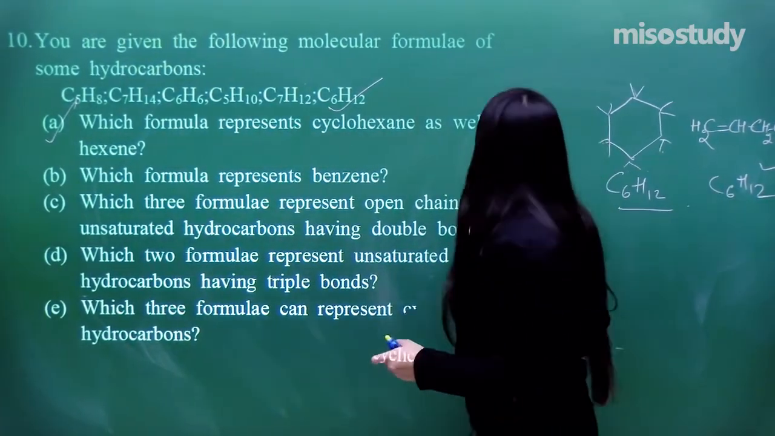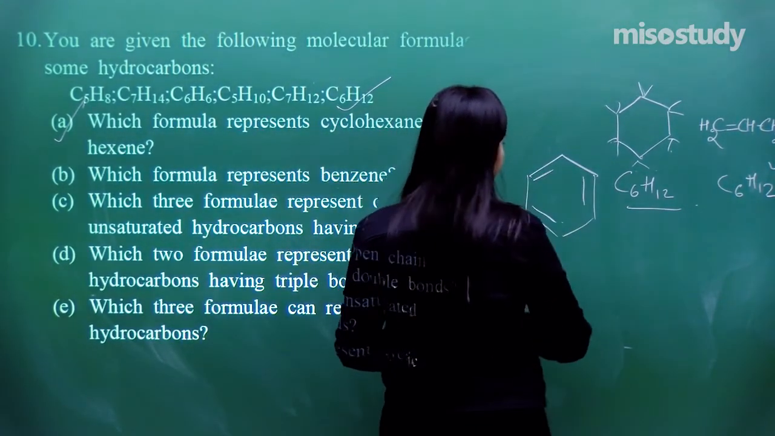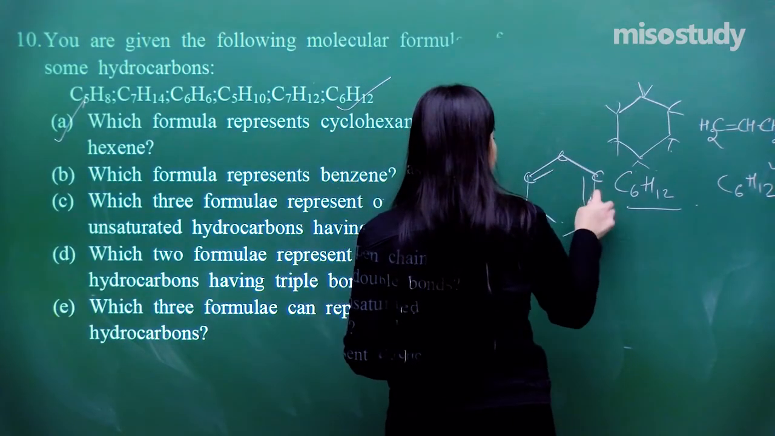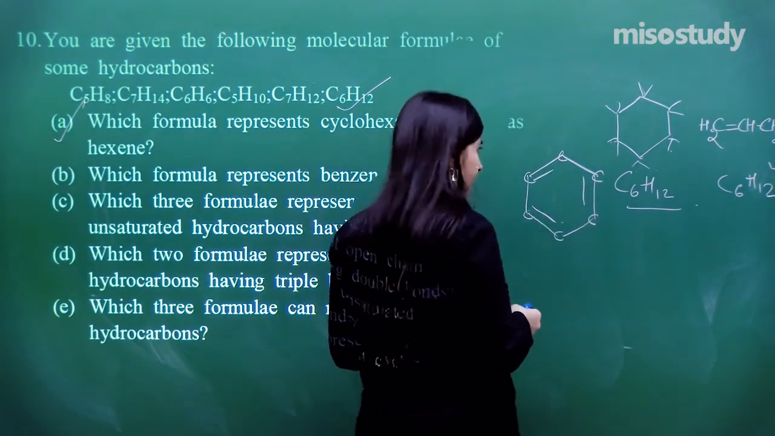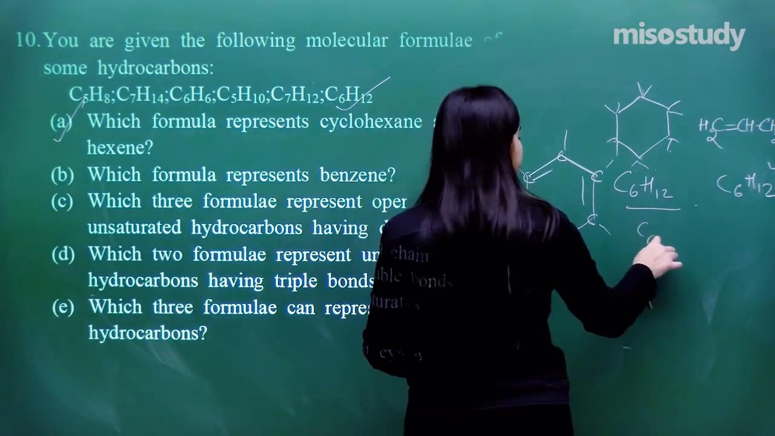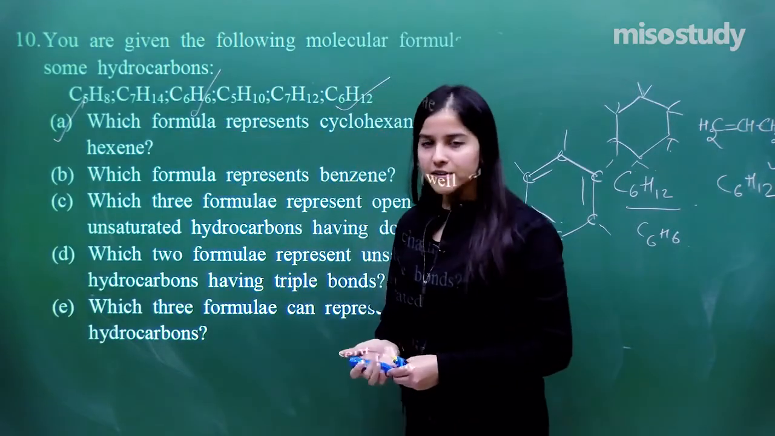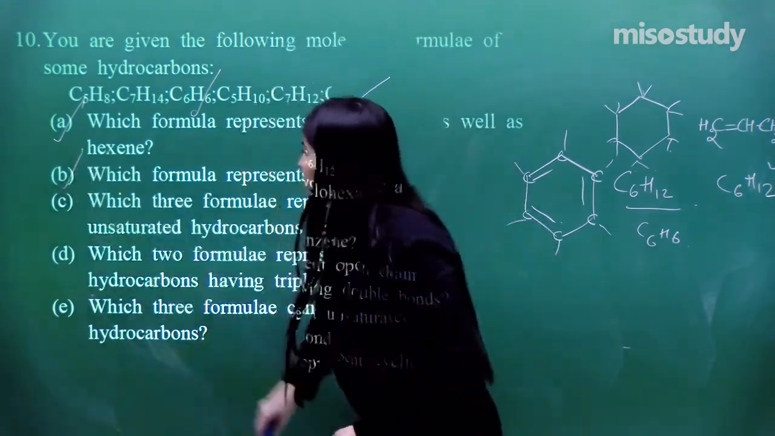Which formula represents benzene? So benzene we know. I told you the structure for benzene. This has carbons at the corners and only one hydrogen on each. That means C6H6 is the formula. C6H6. Done? B part done.